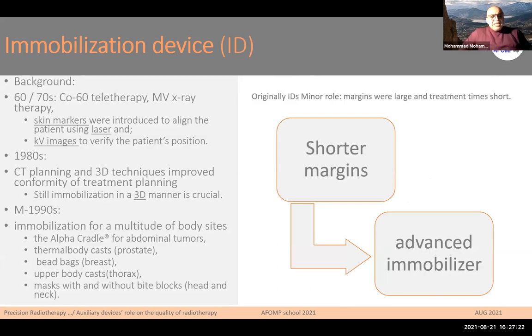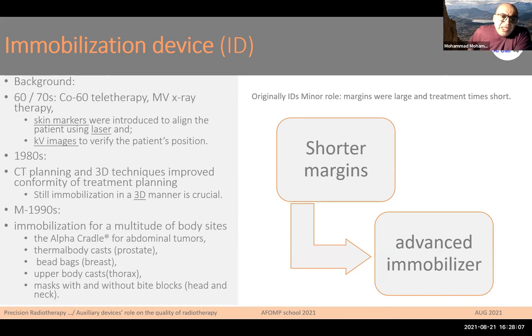As background, you can say that in the 60s and 70s, cobalt machines and megavoltage X-ray machines were using skin marker localizing with the aid of lining lasers to set up the patient. And finally, in a very good condition, a KV imager using film to verify patient positioning. However, we had no image registration, and the comparison was just film to film. It wasn't easy and the result at the moment is not acceptable.